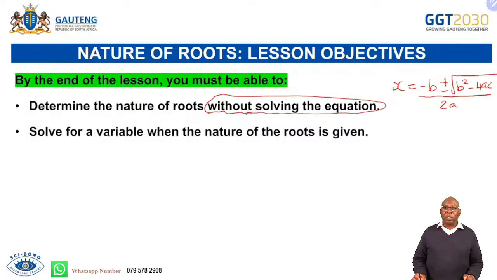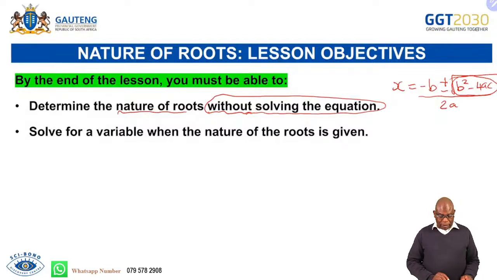So now what informs the nature of the roots? When you say determine the nature of the roots without solving the equation, you'll see what we're talking about. We're talking about that formula that is there inside the square root. I'll show you in the next slide what we're talking about. The next thing that you need to know is to solve a variable when the nature of the roots is given. So if I'm given that the roots are real, rational, or equal, how do I then solve a variable that is in that particular equation that has been given?